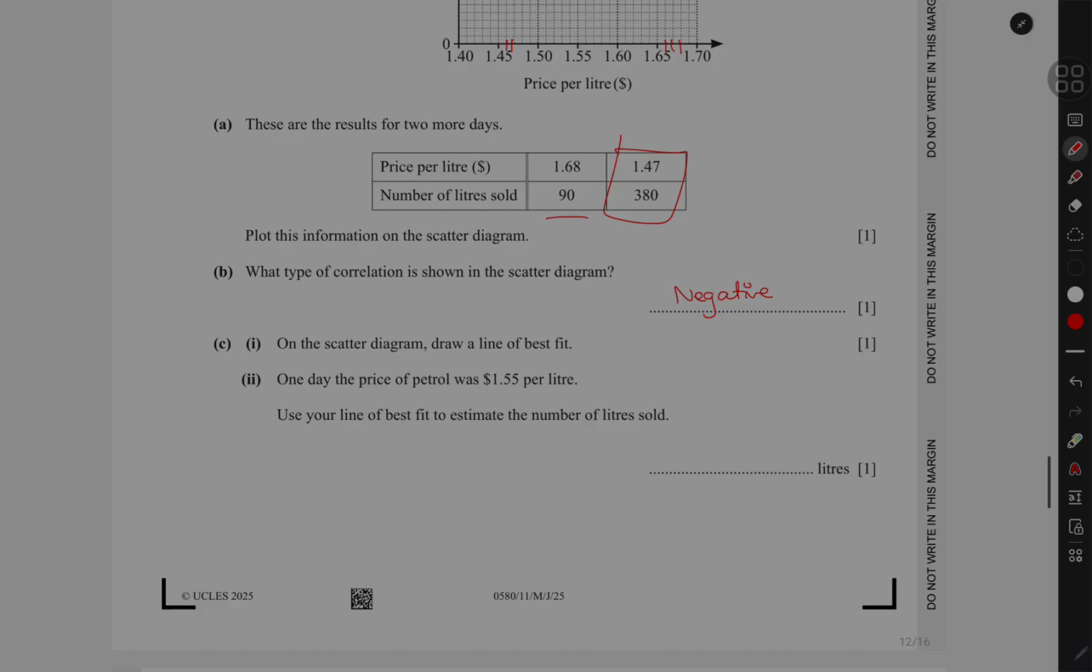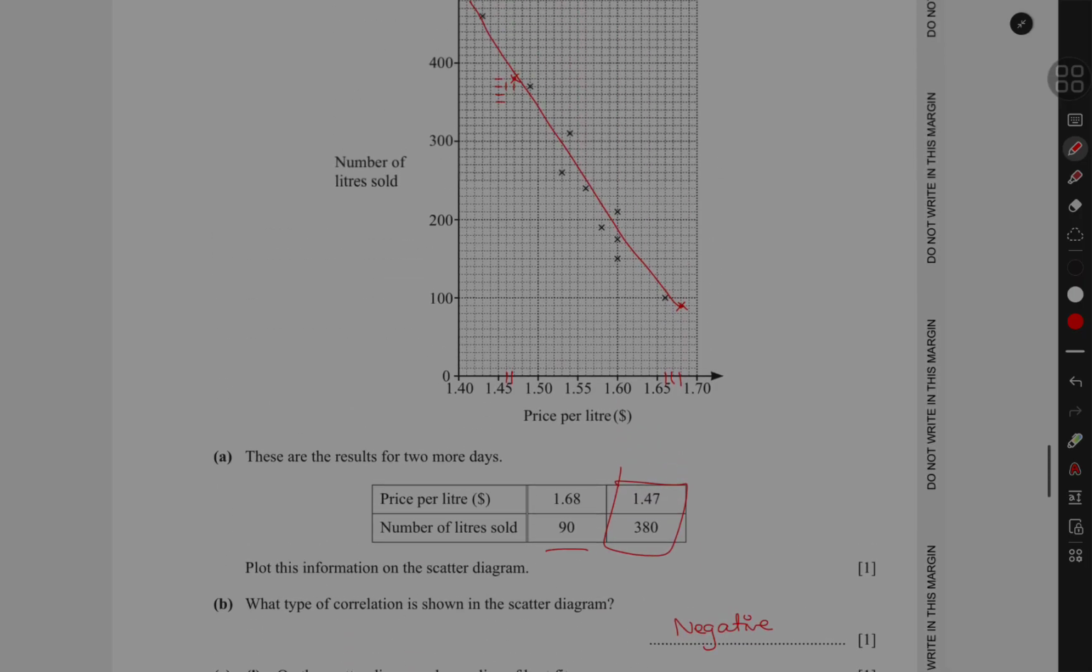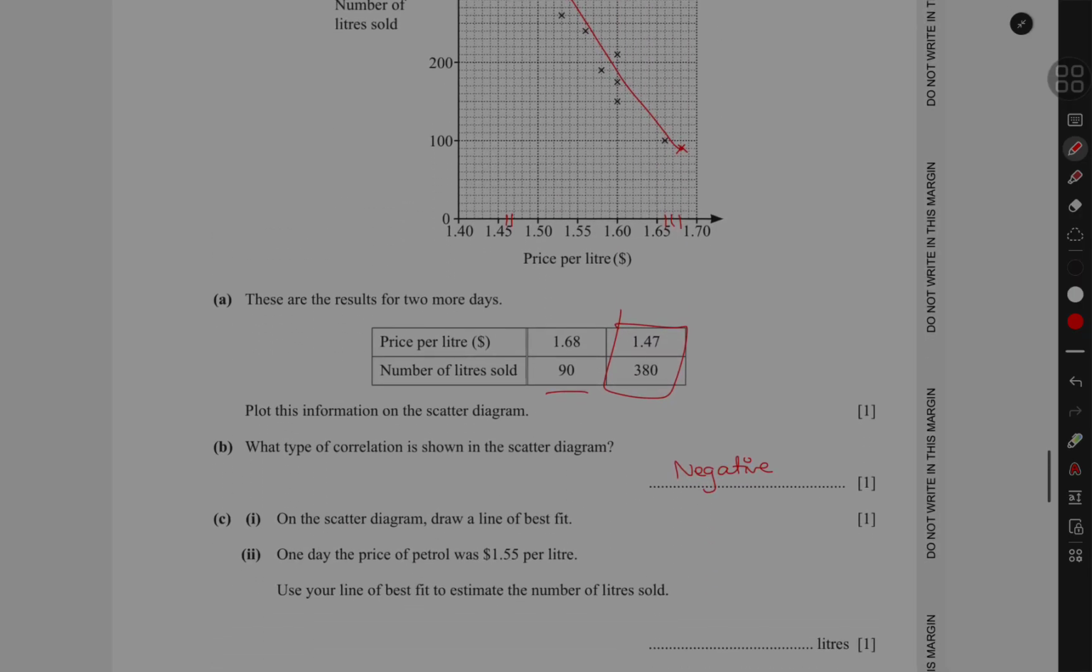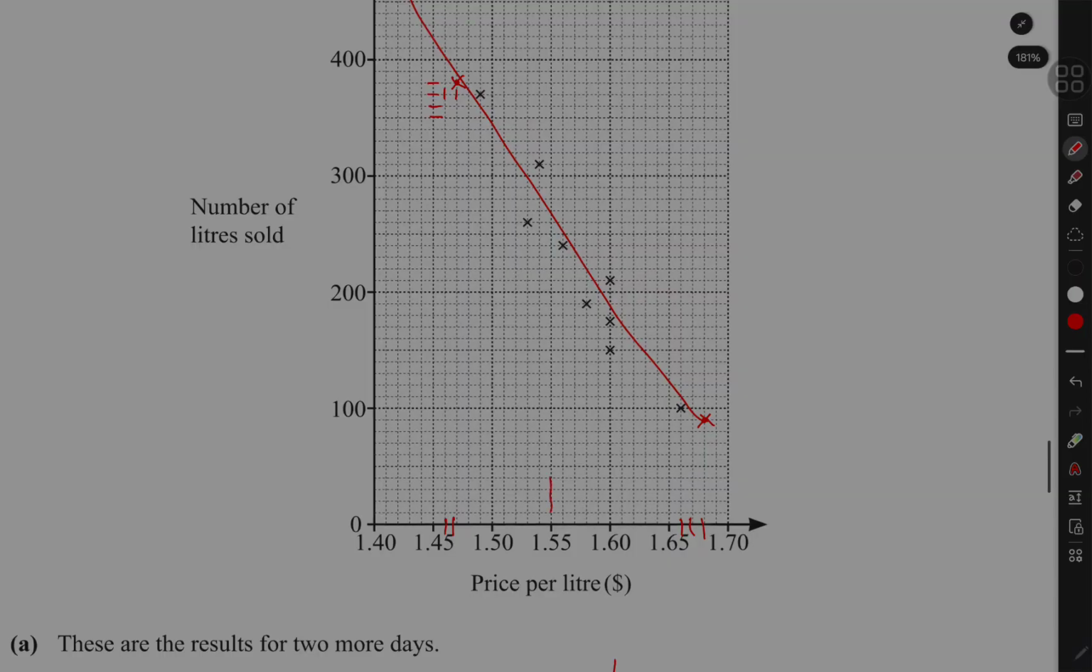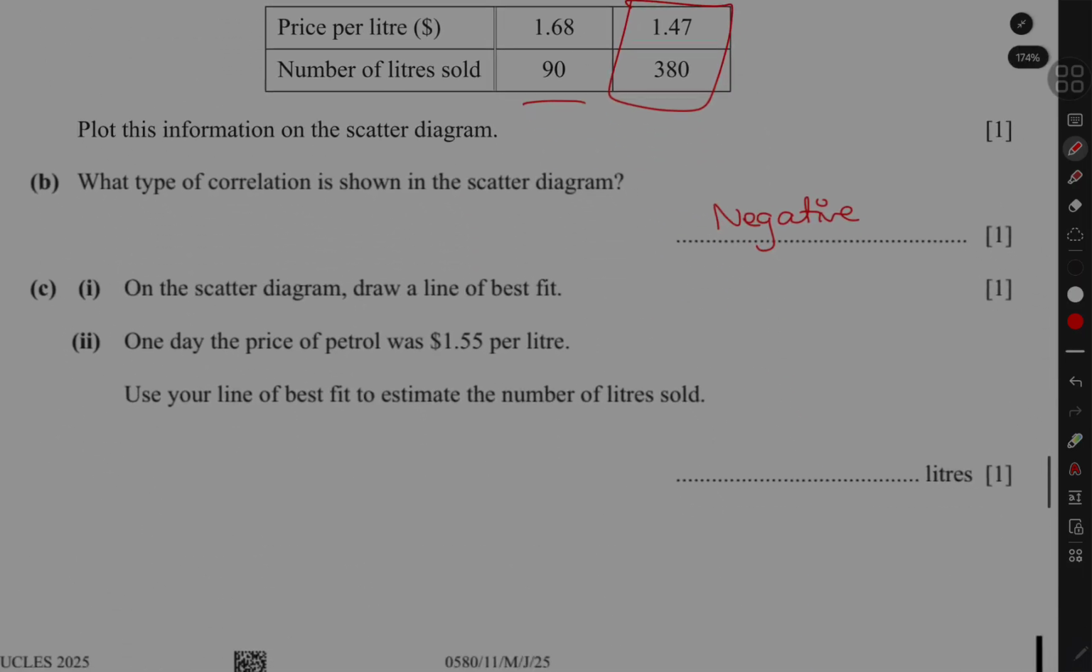Next, on the scatter diagram, draw a line of best fit, which I already did. On one day the price of petrol was 1.55 per liter. Use your line of best fit to estimate the number of liters sold. 1.55 per liter, so I'll just go here, 250, 260, 270. I'll just say 270.